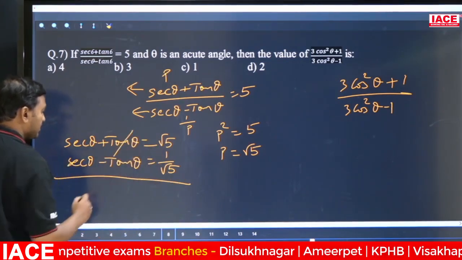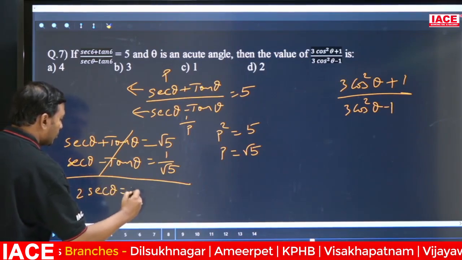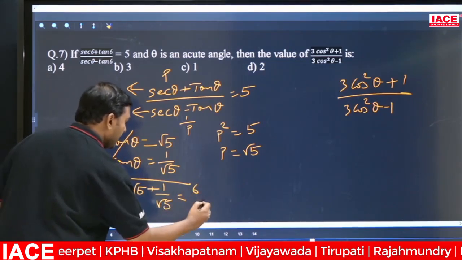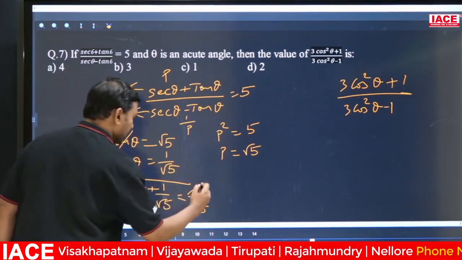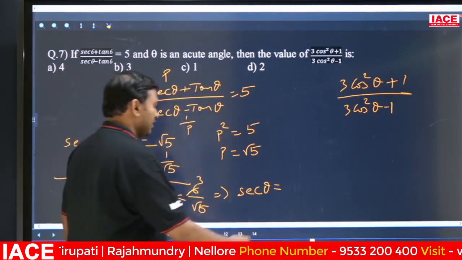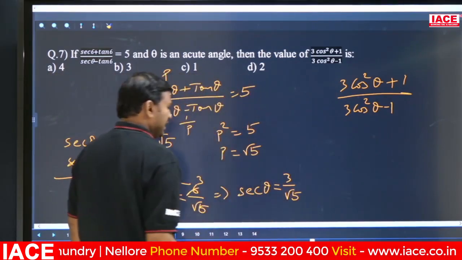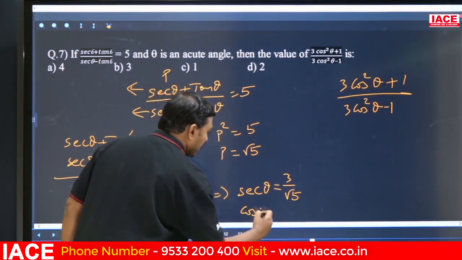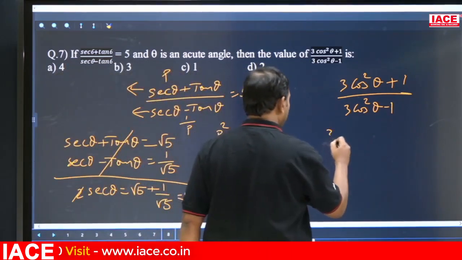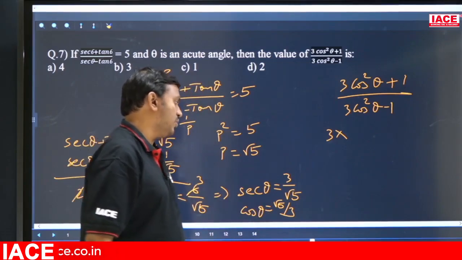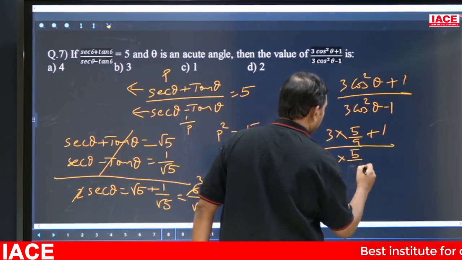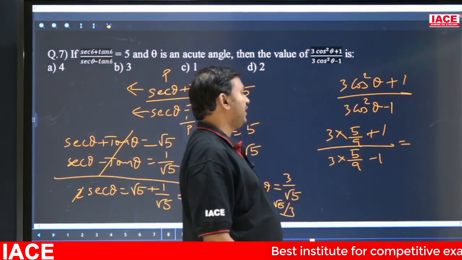Now simplify, cancel. 2 secant theta equal to root 5 plus 1 by root 5. That is how much? Root 5 into root 5, 5 plus 1, 6 by root 5. So 2 1s, 2 3s, means secant theta is 3 by root 5, means cos theta is root 5 by 3. Same thing I am substituting here. So 3 into cos square theta, what is cos? Root 5 by 3 whole square, that is 5 by 9, plus 1 by 3 into 5 by 9 minus 1. Now simplify.